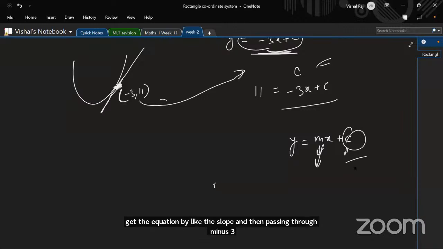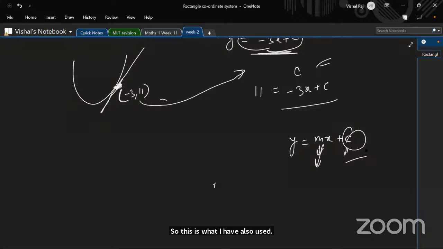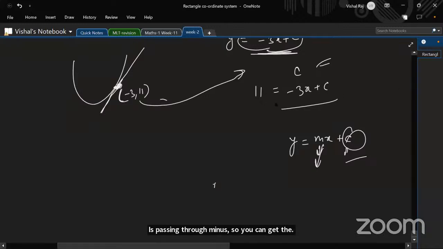Okay. It means C will be 11, right? No, Y is 11. C you have to calculate, right? So, sir, what was C there? Y-intercept, right? So where X is 0. So how can you put 11 here? There X is minus 3, right? So you can't put C as 11. Yes, sir.